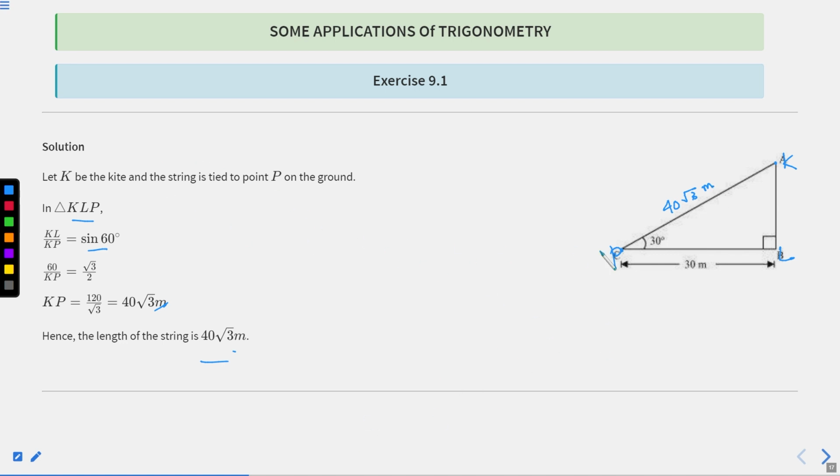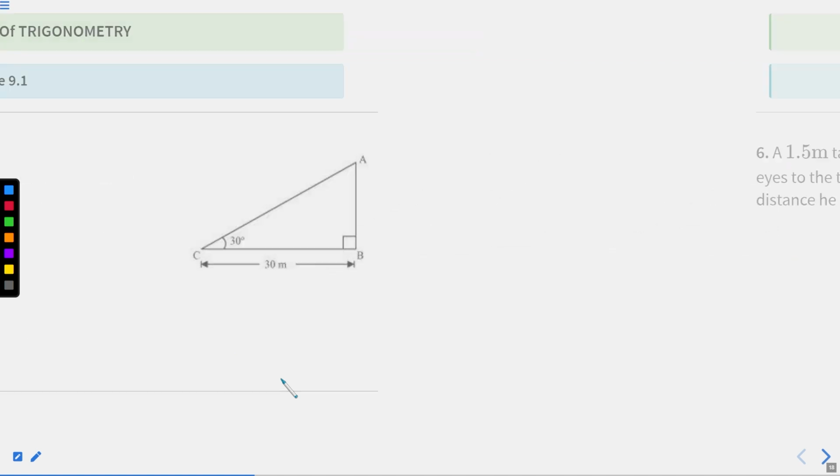Okay, so basically we are given the height of the kite, that is equal to 60 meters, and here we use the trigonometric ratio sine 60 degrees. Okay, so sine 60 degrees, and here this is 60 degrees. Okay, so sine 60 is equal to KL by KP, and it implies 60 by KP is equal to root 3 by 2, and from this we get the value of KP is equal to 40 times root 3 meters. So hence the length of the string is 40 times root 3 meters. Okay, so now let us move to the next question.